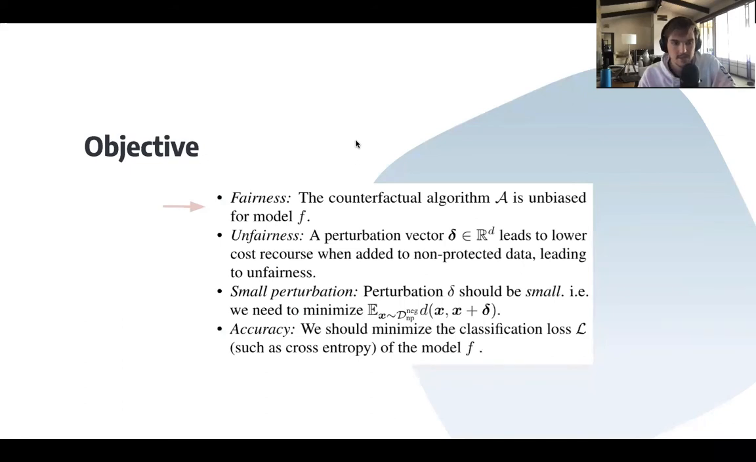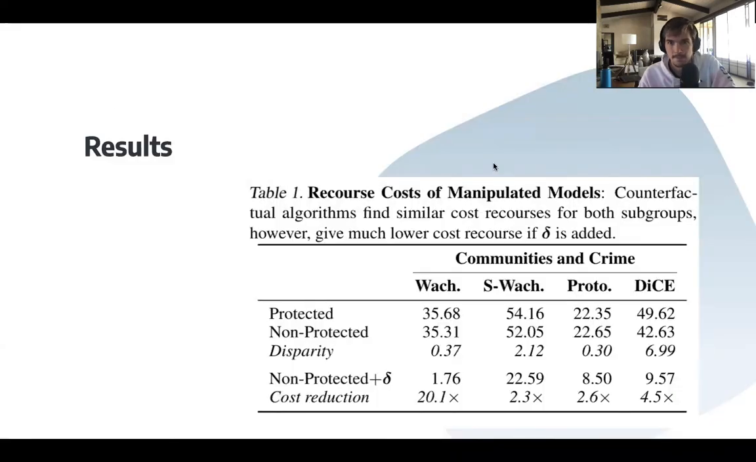And we can actually design an objective to satisfy all the constraints that we've set up so far. So we can set up a model that is fair between both groups, but under a small perturbation delta, the model produces very low cost recourse, establishing unfairness. And we can incentivize the model such that this perturbation is small, and also that accuracy is maintained. And I'm not going to go into all the details. I encourage you to check out the paper for how we actually optimize a model that does this.